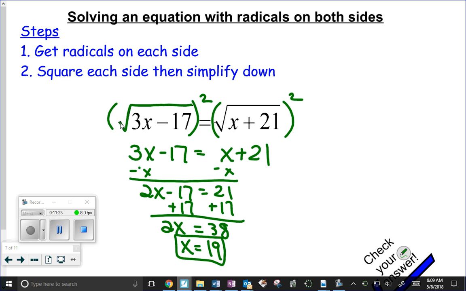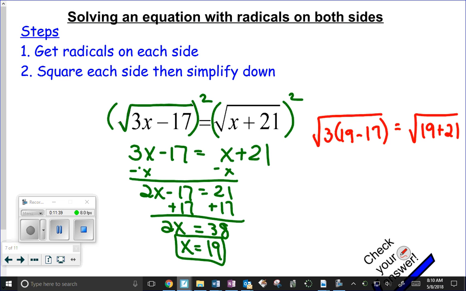But of course I need to check to see if that works. So the square root of 3 times 19 minus 17 needs to equal the square root of 19 plus 21. So this would be the square root of 3 times 2 on this side. So that's the square root of 6. I don't really need to find that, we'll just leave it as the square root of 6. Over here, this is the square root of 9, 10, carry the 1, square root of 40.